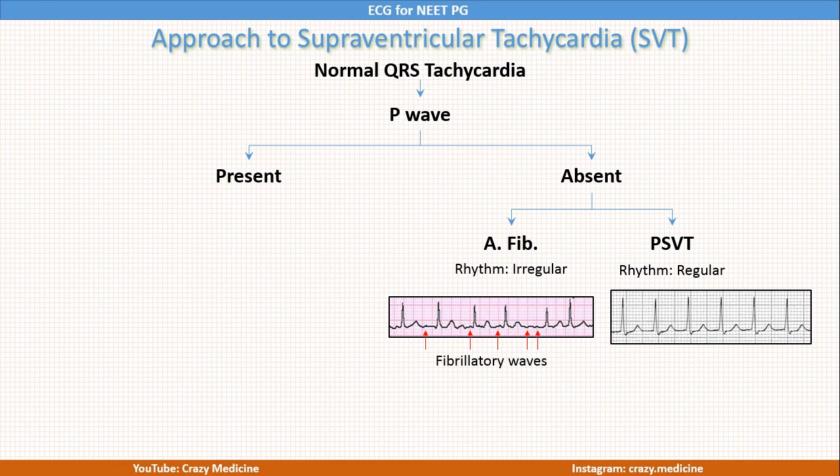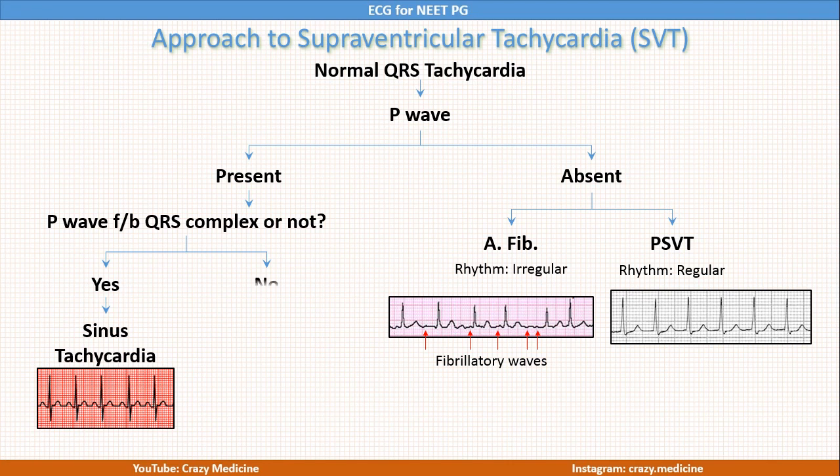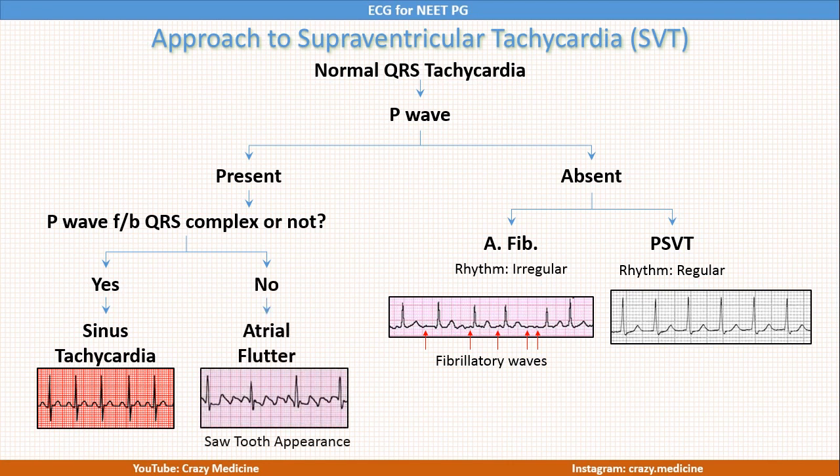Now what is the further approach if P waves are present? We have to check whether all P waves are followed by a QRS complex or not. If yes, then it is sinus tachycardia. And if not, the cause is atrial flutter. Here, the classic sawtooth pattern is seen.